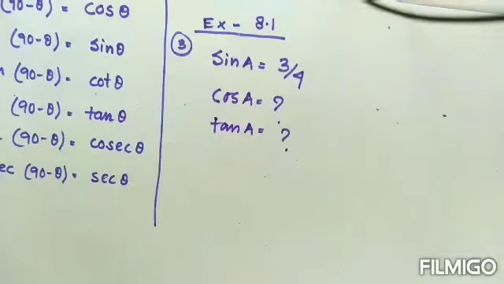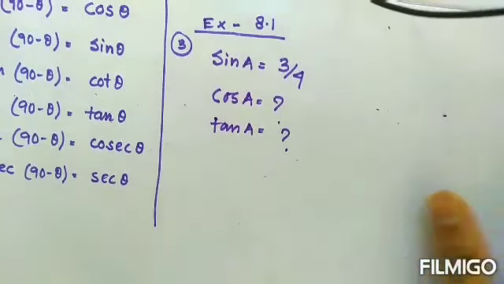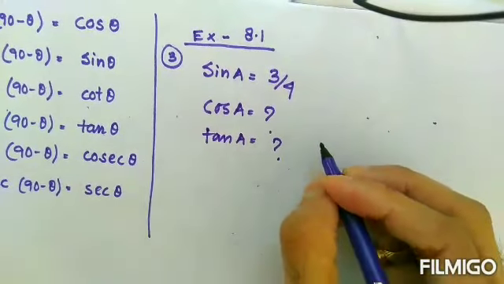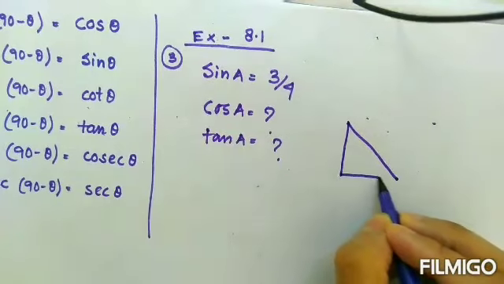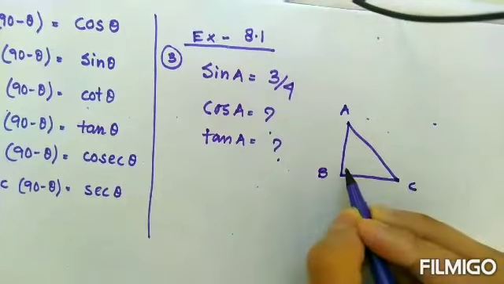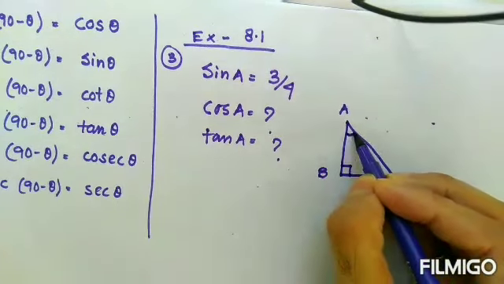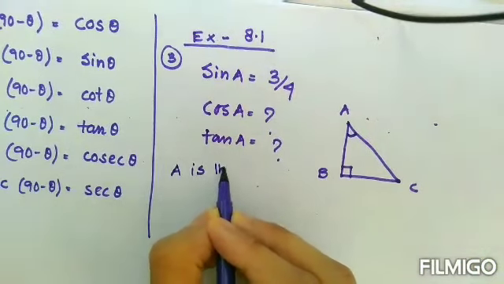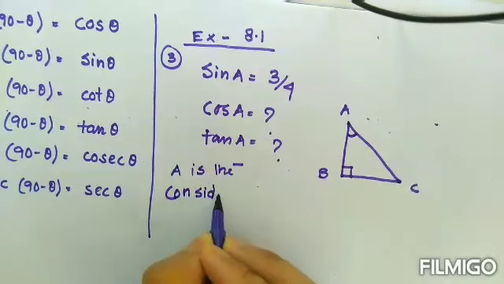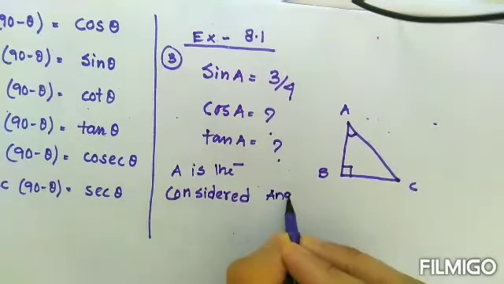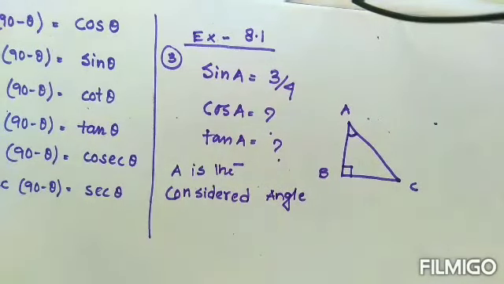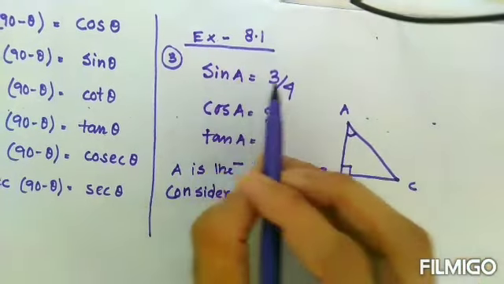Now remember what was there. Suppose I am drawing a triangle. This is A, this is B, this is C, and this is the right angle. Here it is said that angle A is the considered angle. Got it now? Where we considered that angle as theta at the time of the concept, we considered angle A or angle C like that.